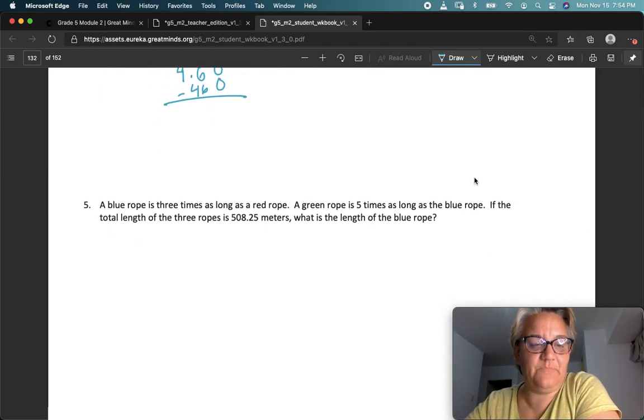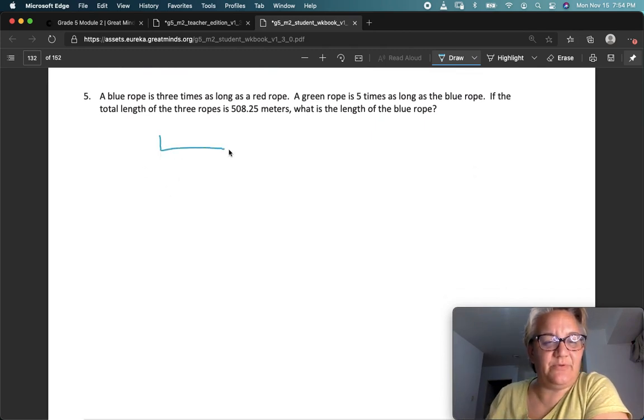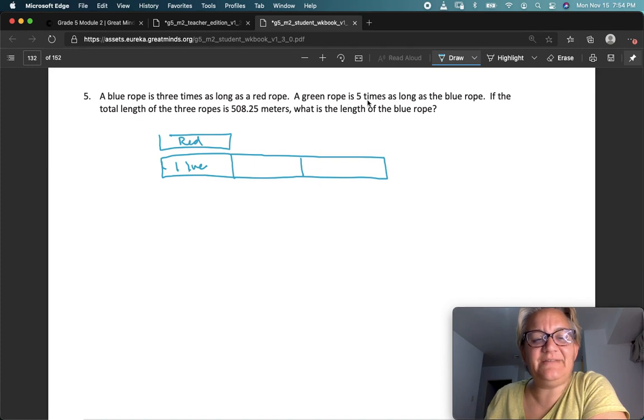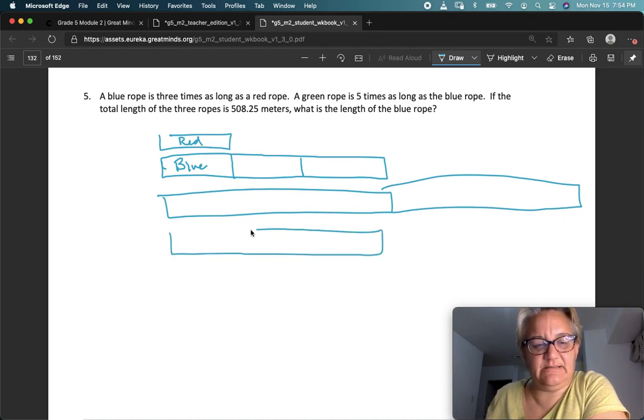All right. Number 5, a blue rope is 3 times as long as a red rope. There's the red one. And the blue rope is 3 times as long. A green rope is 5 times as long as the blue rope. Oh my goodness, so we're going to need to do this plus this. Pretend it keeps going, plus this. Plus this.